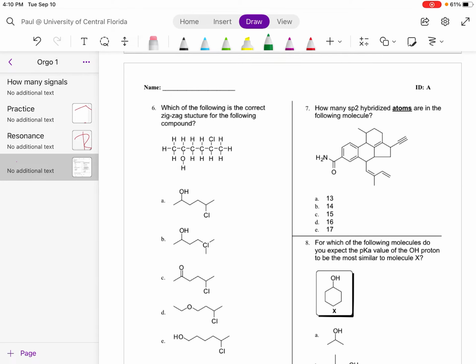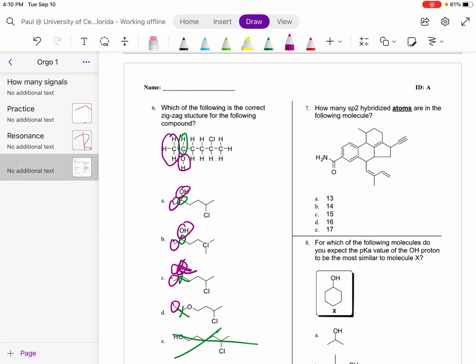Which of the following is the correct zigzag structure? Well, we have a methyl, methyl, methyl, methyl, methyl. So that all works out. We have a CH, a CH, a CH. Nope. That's a CH2, and that's just not right from the beginning. Then we have our OH. OH attached to the CH. Boom. Nope, that is okay.